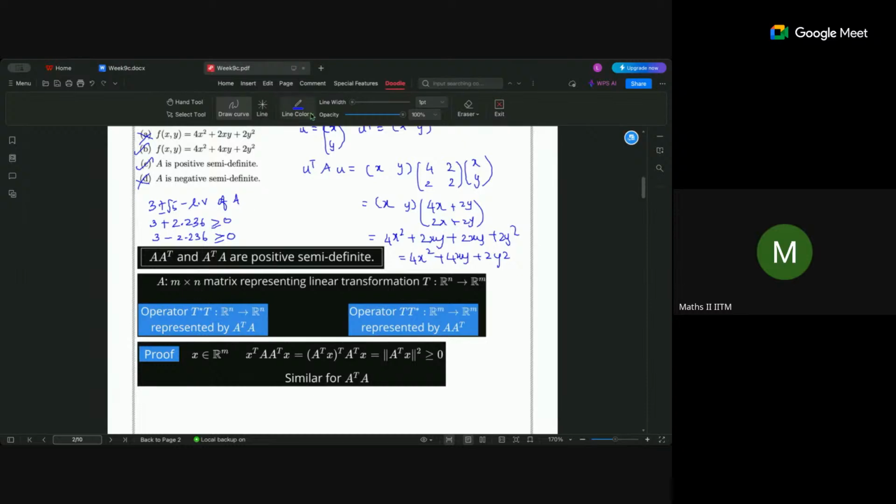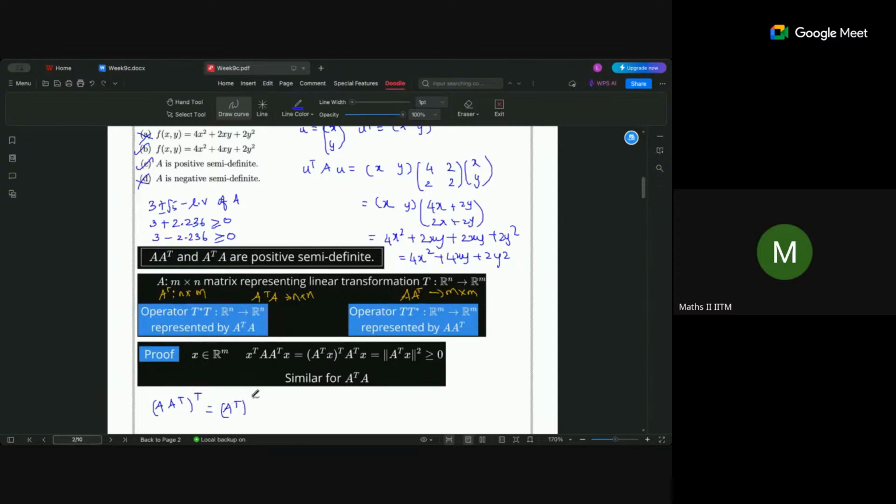The size of A transpose is n by m, right? So A transpose A is n by n. In the same way, here you see AA transpose. A is already an m by n matrix, and AA transpose should be m by m, right? So now A transpose A and AA transpose are symmetric matrices. Now we are claiming that they are positive semi-definite. So first of all, are they symmetric? What is AA transpose the whole transpose?